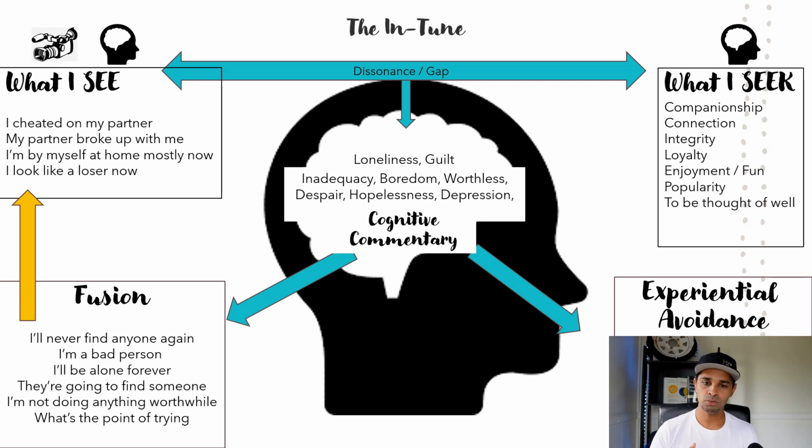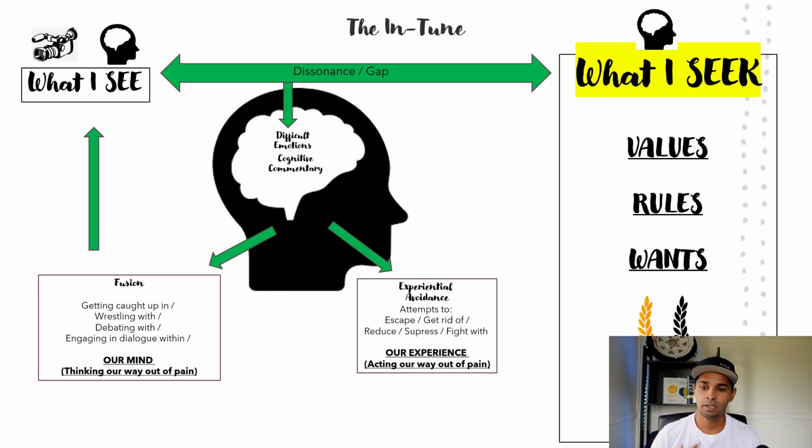And so here we're going to talk a little bit about how to use this in treatment. So let's break down the different parts of this, because it's not so simple. What I see and what I seek is not always so clear cut. And so we're going to start with what I seek, and we're just going to open this up.